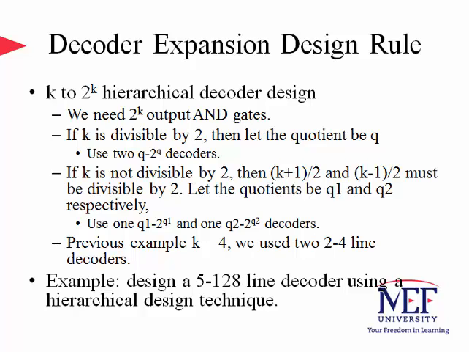The previous example is for K equal to 4, and we use 2 to 4 line decoders. An example is the following. Let's design a 5 to 32 line decoder using a hierarchical design technique, and that's left as an exercise.